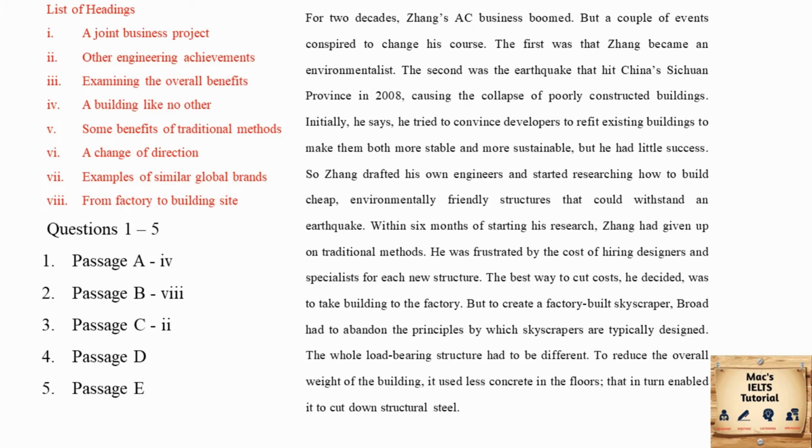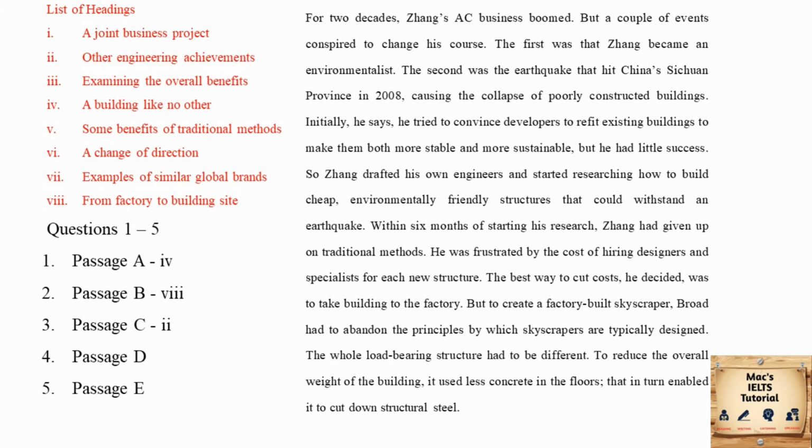The best way to cut cost, he decided, was to take building to the factory. But to create a factory built skyscraper, Broad had to abandon the principles by which skyscrapers are typically designed. The whole load bearing structure had to be different. To reduce the overall weight of the building, it used less concrete in the floors. That in turn enabled it to cut down on structural steel.